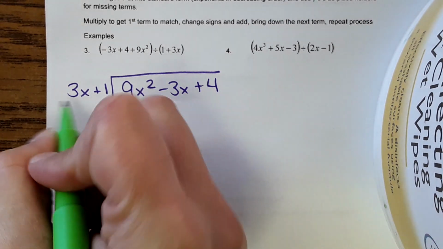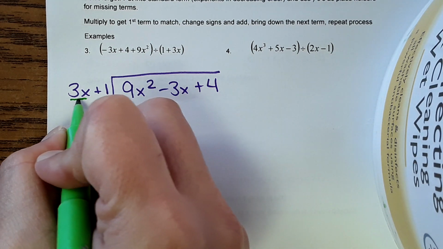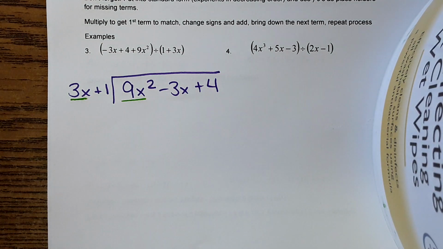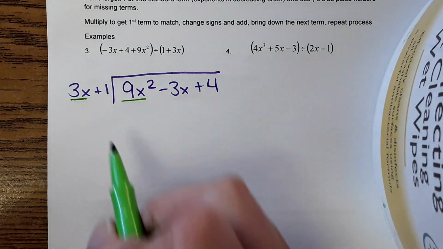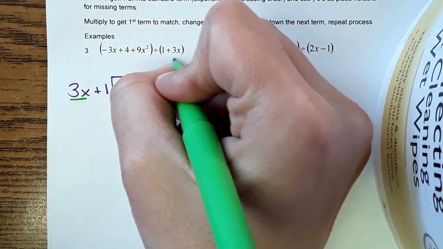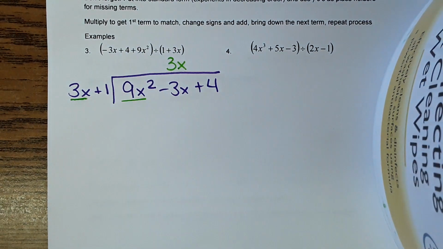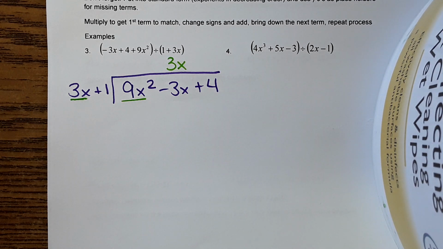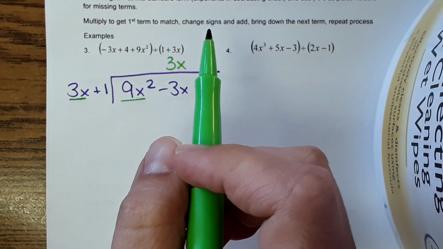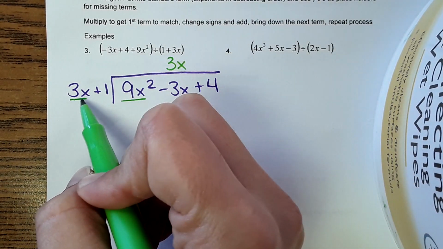Well, what we're going to do is actually look at this first term here and determine what we would multiply it by to get this term. So we'd multiply 3x by 3x to get 9x squared, and we're going to put that right here. Go over the 9? What's that? Well, technically when you did long division when you were younger, you wanted it lower but not over or equal to. So 3x times 3x is going to be 9x squared.